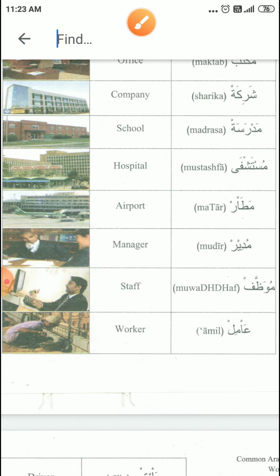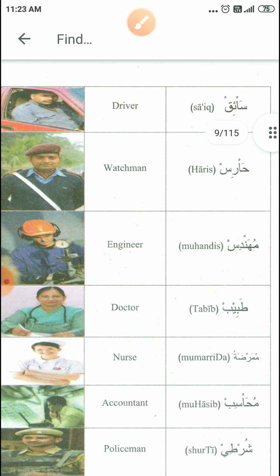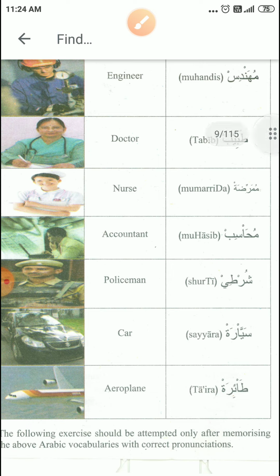Amil, worker. Sa'iq, driver. Haris, watchman. Mohandis, engineer. Tabib, doctor. Mumarriza, nurse. Muhasib, accountant. Shurti, policeman. Sayyara, car. Ta'ira, aeroplane.